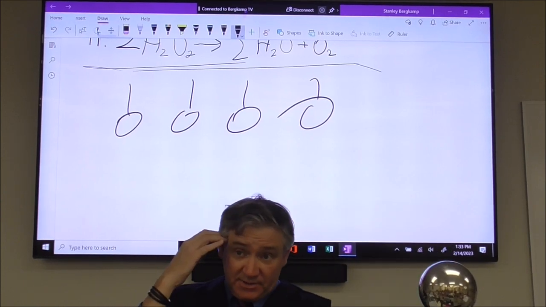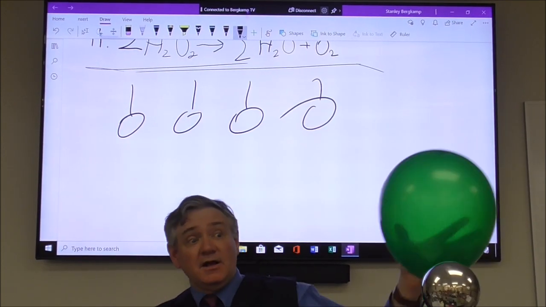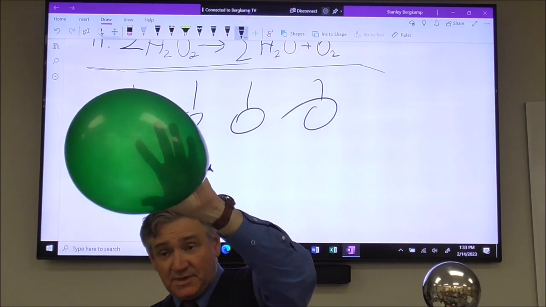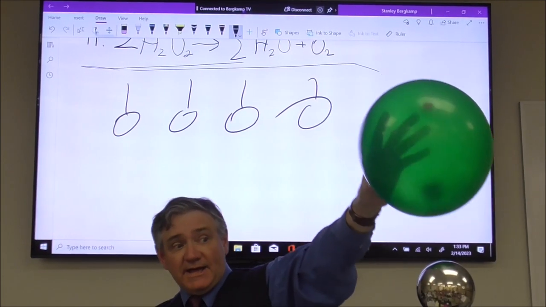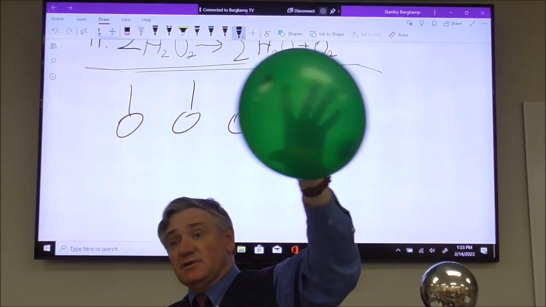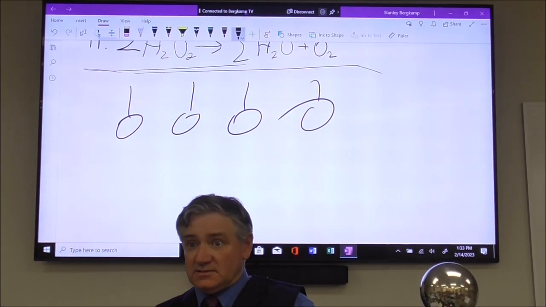So on the conductor, on part B, that's when you would take something that is charged and touch it to it, and then those electrons are going to flow over that surface.